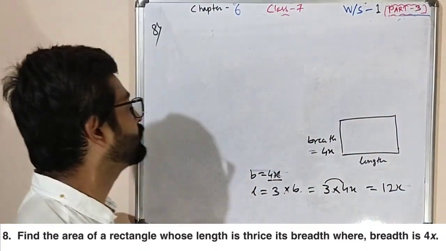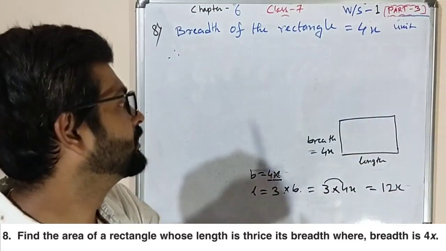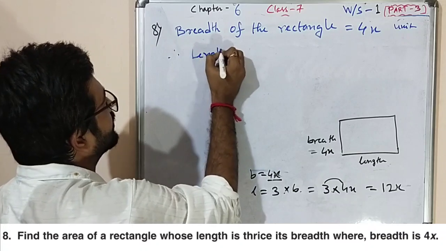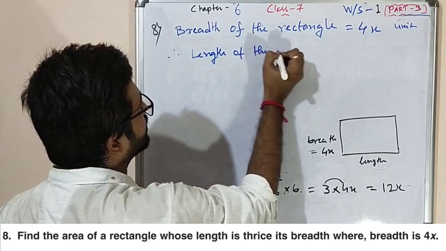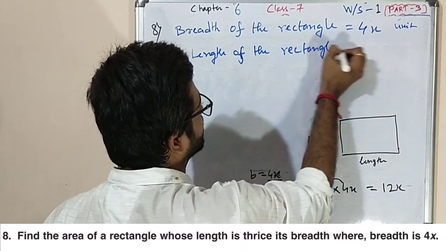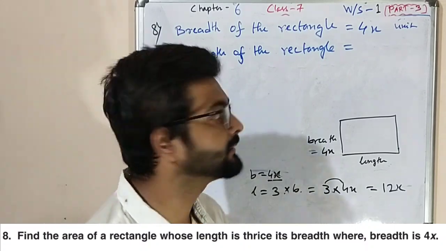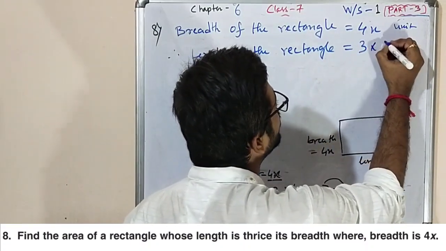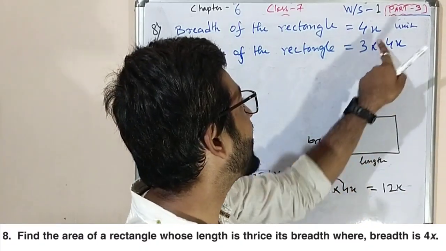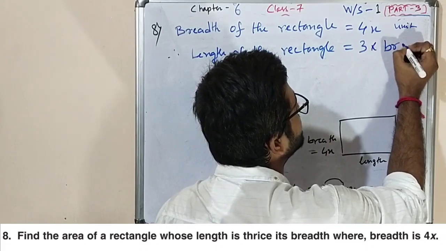Now I am going to write the statement. It is given the breadth of the rectangle is 4x. Therefore length of the rectangle equals 3 times its breadth, thrice its breadth. That means 3 into 4x. Understood now? One more step I am going to do, that is 3 into breadth.